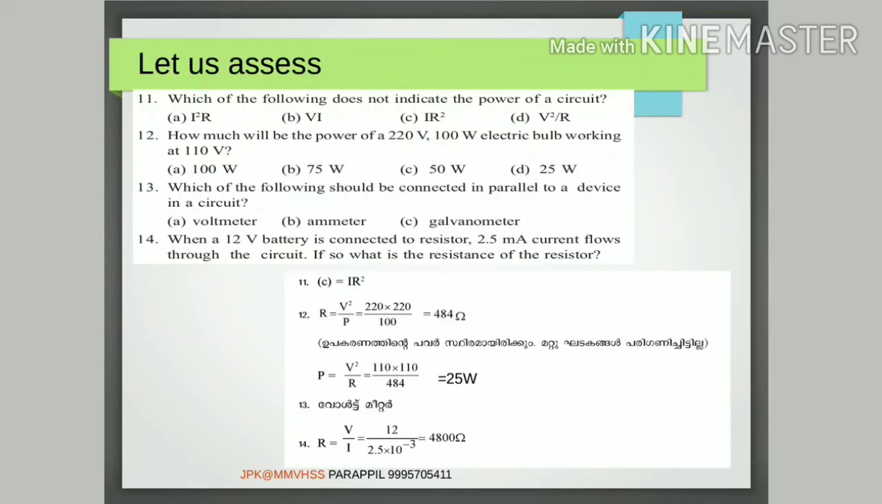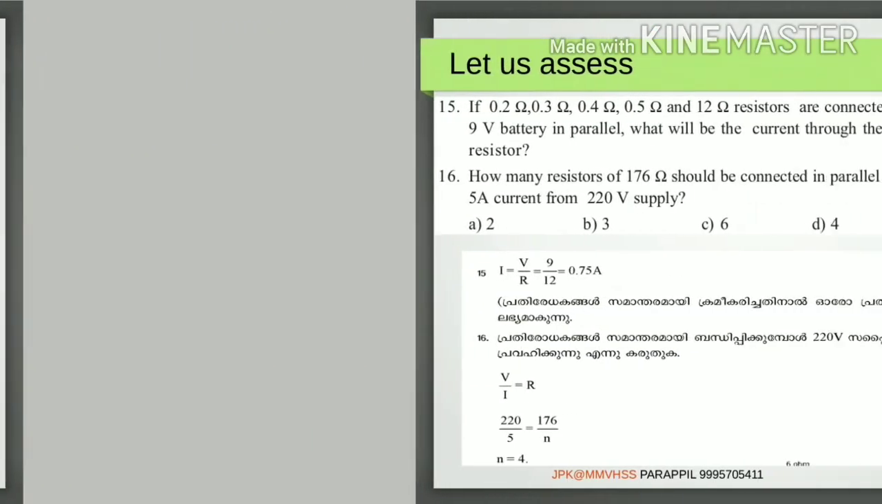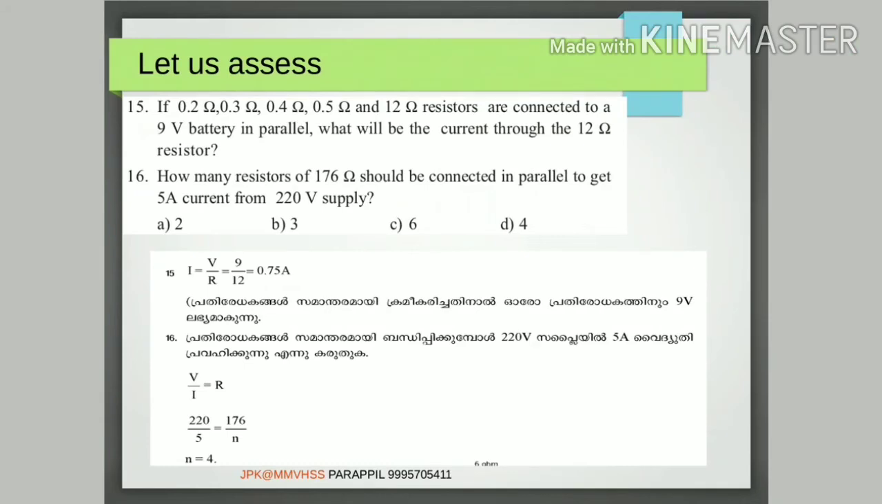In the 14th question, here we change milliampere into ampere by dividing 2.5 by 1000. Then resistance R is equal to V by I, we get 4800 ohm. Current through 12 ohm resistor is I is equal to V by R, that is equal to 9 by 12, is equal to 0.75 ampere.